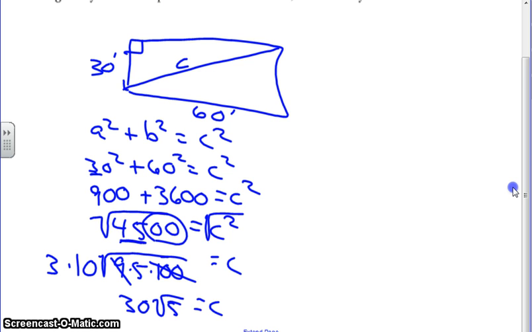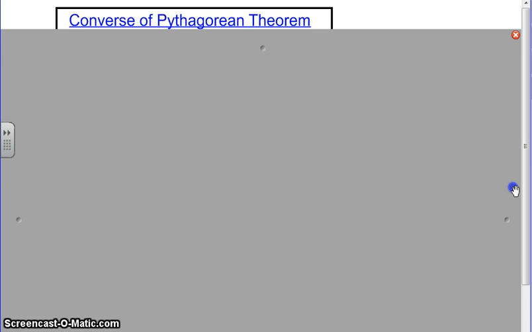If we were going to estimate, what would your estimate be for the square root of 5? 2.2 or something? So 30 times 2.2 is like 66? 66 feet. Does that seem reasonable? Yes. 66 feet here. Does that seem reasonable? See? Okay, you don't even need to use a calculator. Right?